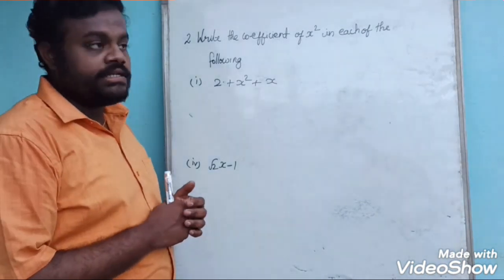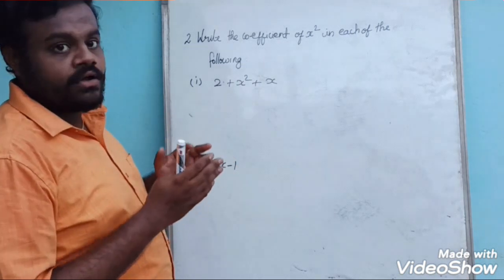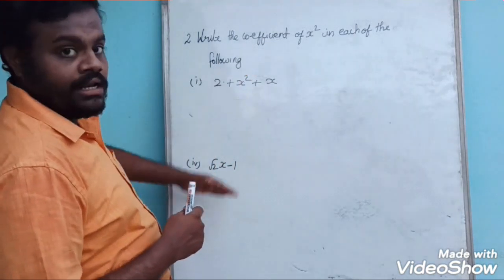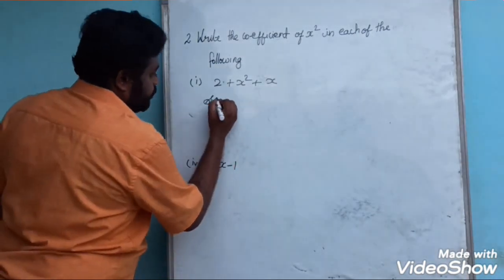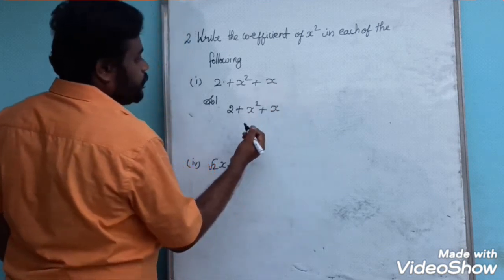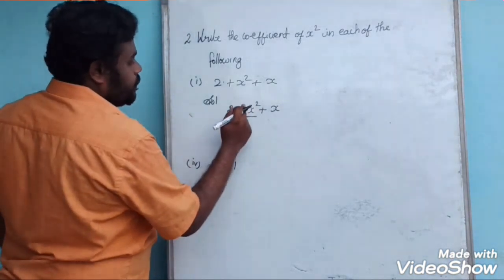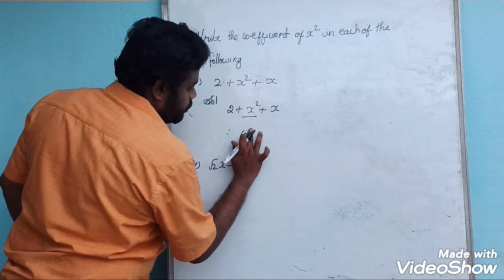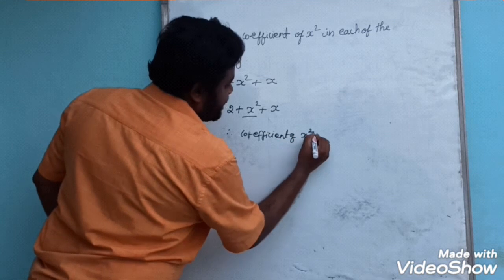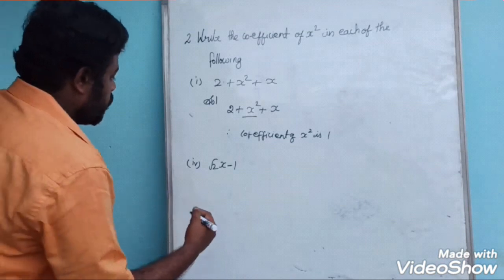Now this is the second Roman. Write the coefficient of x square in each of the following. A coefficient is nothing but a number that is multiplied with the variable. It can be x or x square or x cube. Here we have to find the coefficient of x square in the given expression. First one, 2 plus x square plus x. Here x square is there. So what is the coefficient? It is multiplied by 1. Therefore, the coefficient of x square is 1.